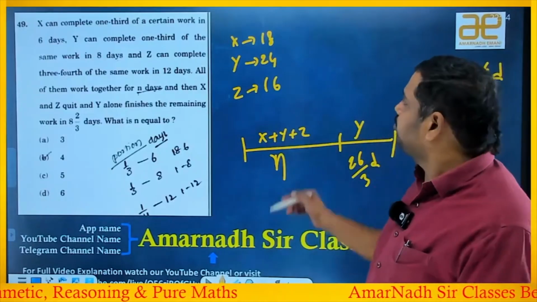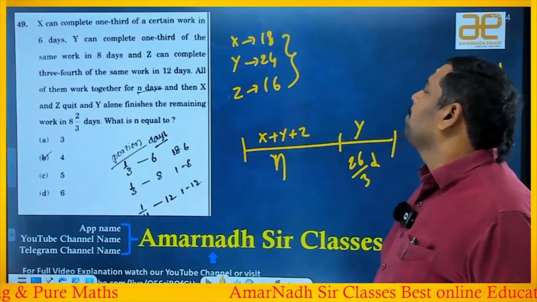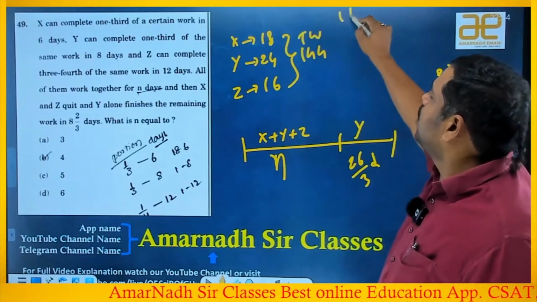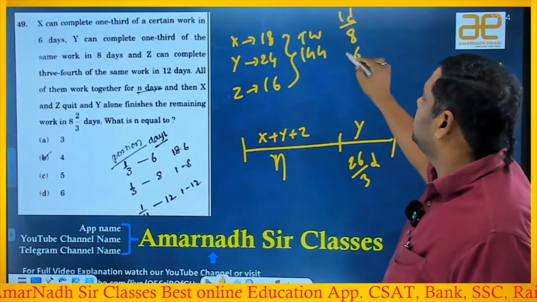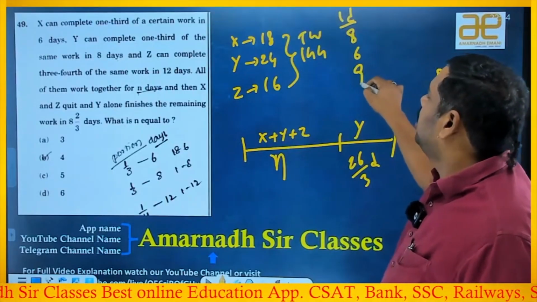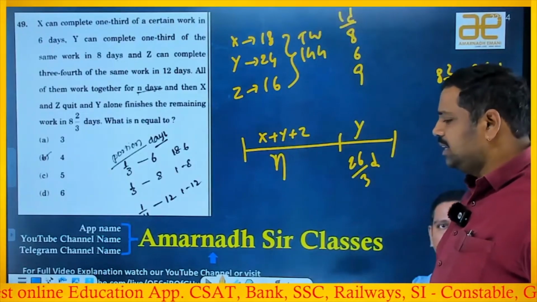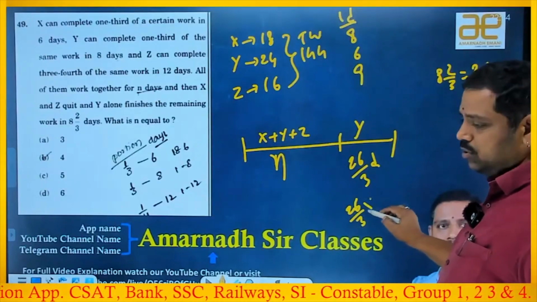Okay, let us take the LCM of 18, 24 and 16. 144 is the LCM. Total work is 144 units if I take. 1 day's work means 144 by 18, 8. 144 by 24 is 6. 144 by 16 means 9. Okay. So here Y worked for 26 by 3 days, right? Each day Y completes 6 units, right? So 26 by 3 into 6.